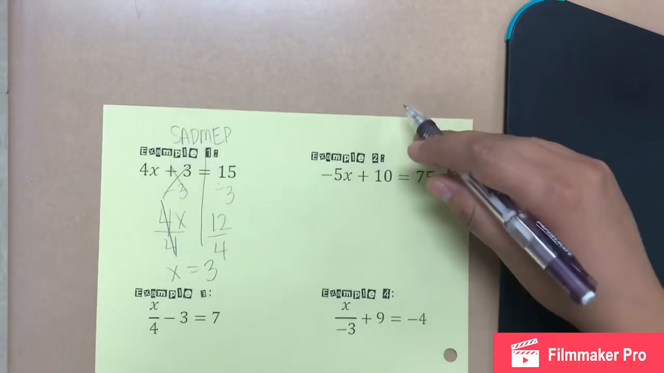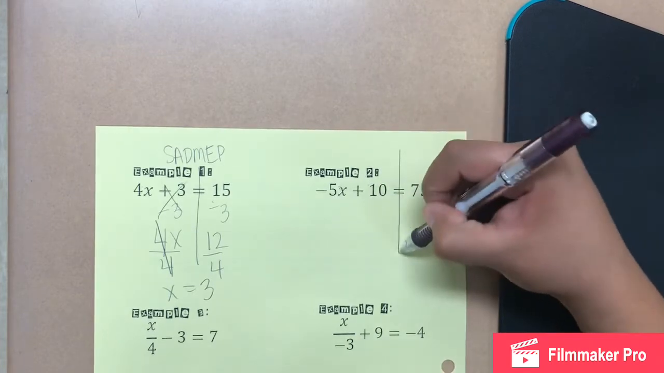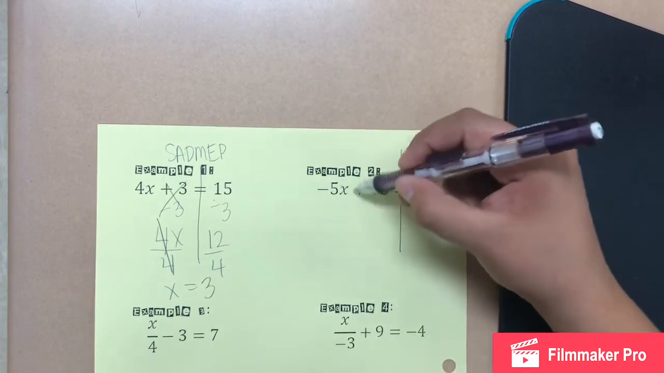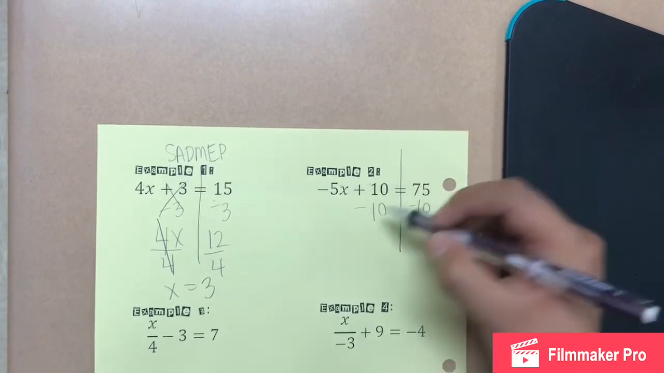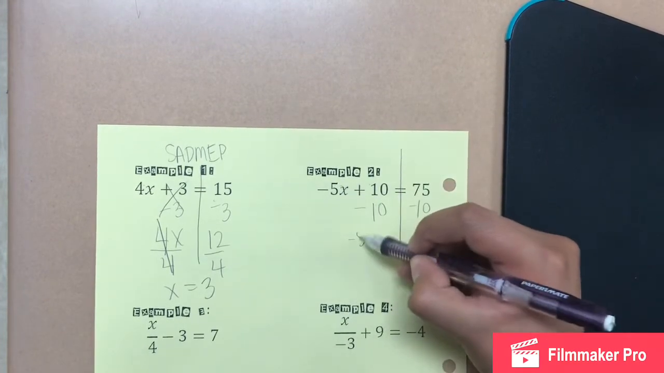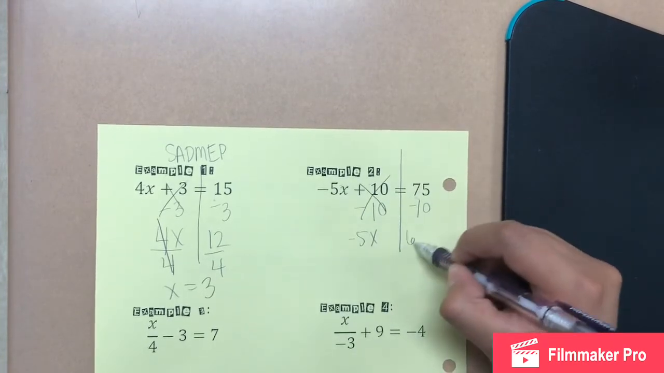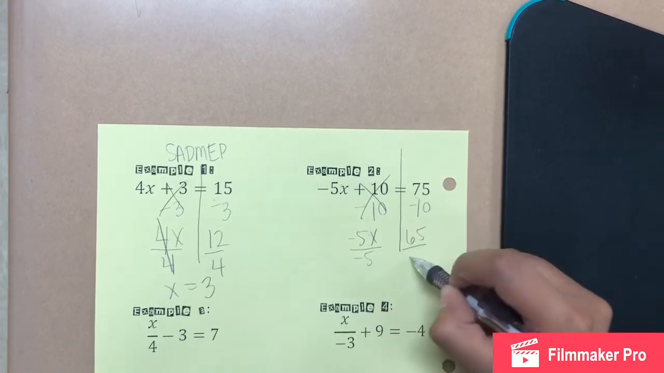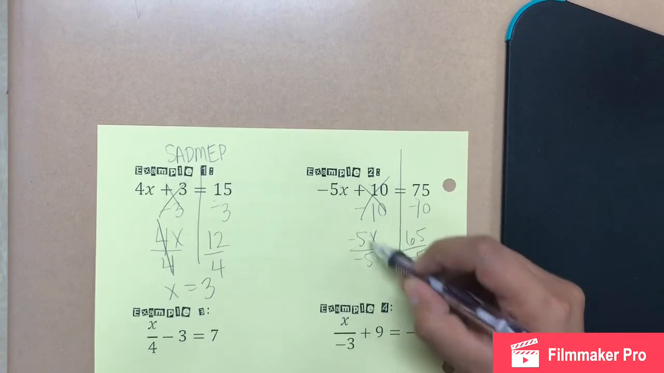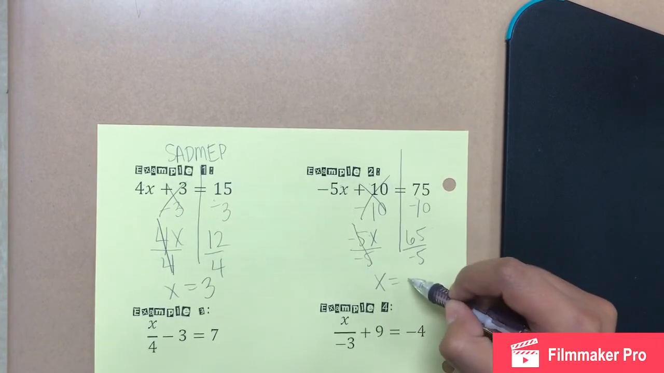On this side, example 2, okay, I see multiplication, I see addition. So I follow SADMAP, which means I take care of addition first by doing the inverse, which means subtract 10. Negative 5x, because these 10's cancel. 75 minus 10 is 65. That multiplication means the inverse is to divide by negative 5 to both sides. Those negative 5's cancel, so x equals 65 divided by negative 5 is negative 13.